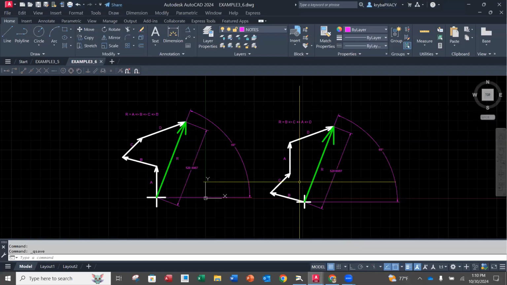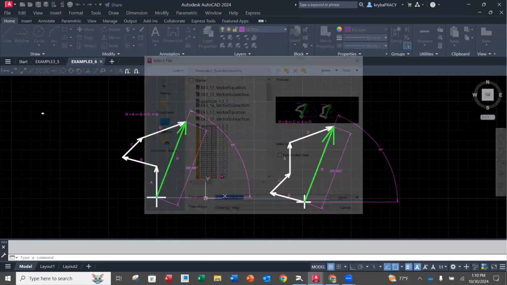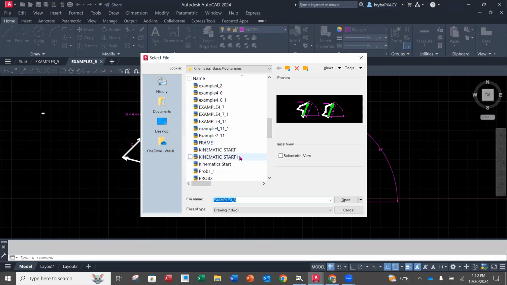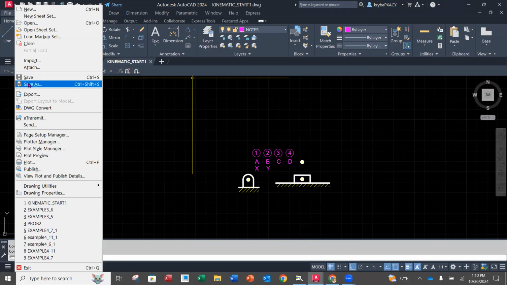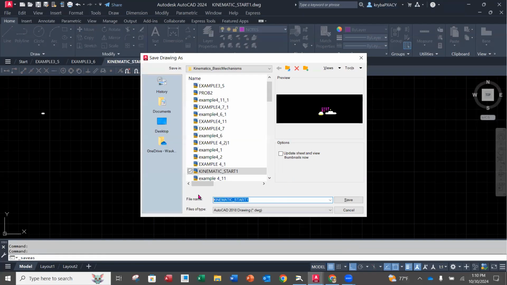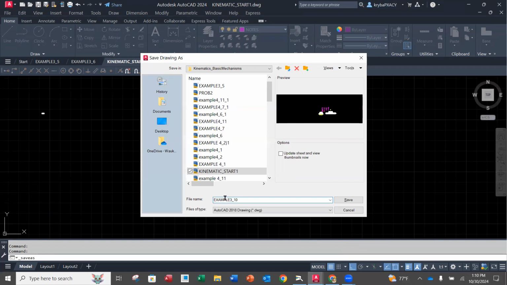So let's go back to AutoCAD. We're going to start a new file. You can save that if you need to. And then you're going to open up your kinematic start file again, and we're going to rename it, save as, example 3_10.